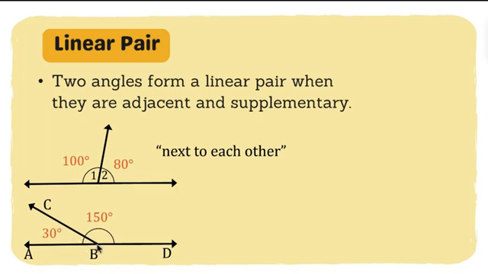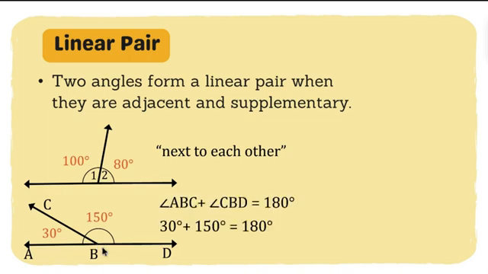Hindi sila nag-overlap. At the same time, if you add them together, angle ABC which measures 30 degrees and angle CBD which measures 150 degrees, it will be 180 degrees in total. So therefore, it is a supplementary angle. Okay, so dapat present yung dalawa. Parehas na adjacent at parehas na supplementary.